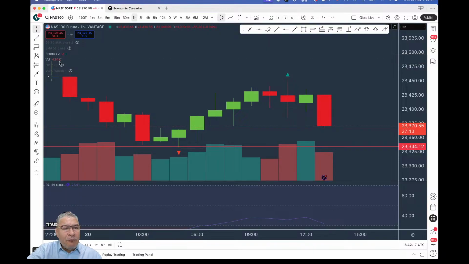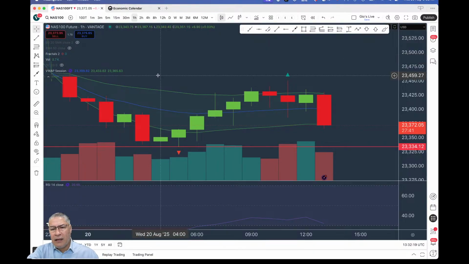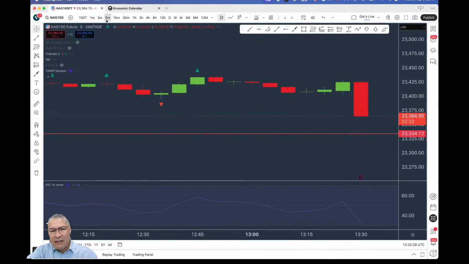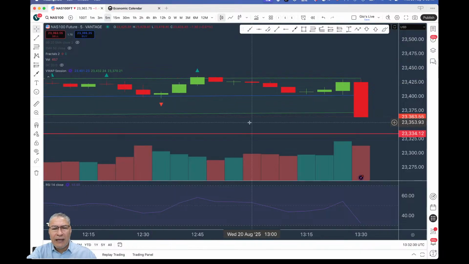Now let's apply the VWAP in this scenario. So here's the VWAP. The blue line is the VWAP. We have the lower band and the upper band. Let's go back down to 5 minutes and see where that will take us.